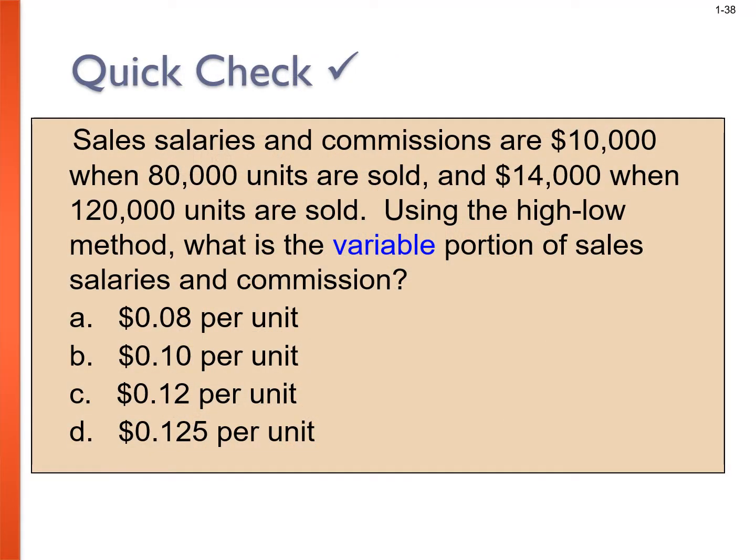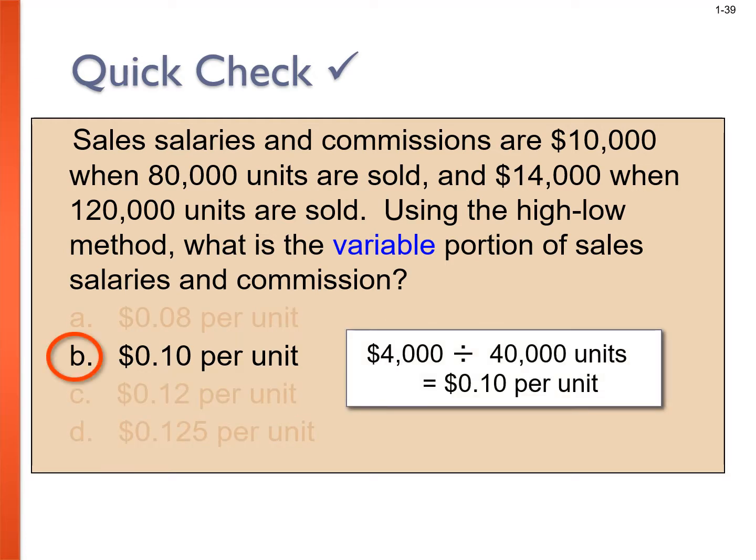So sales, salaries, and commissions are $10,000 when 80,000 units are sold and $14,000 when 120,000 units are sold. Using the high-low method, what is the variable portion of sales, salaries, and commissions? So that is an example of a mixed item. Well, it would be 10 cents. $4,000 difference divided by the 40,000 units, 10 cents.